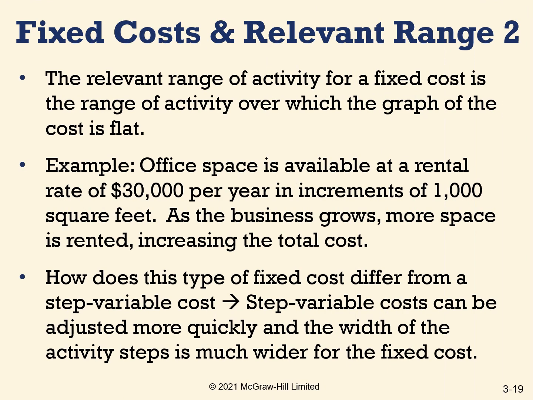So the relevant range of activity for a fixed cost is the range of activity over which the graph of the cost is flat, as we saw in the graph in the past slide. As the example said, the office space is available at a rental rate of $30,000 per year in increments of 1,000 square feet. As the business grows, more space is rented, increasing the total cost. So how does this type of fixed cost differ from a step variable cost? Well, a step variable cost can be adjusted a lot more quickly, and the width of that activity step, those between each cost jump, is much wider for a fixed cost than for a variable cost.